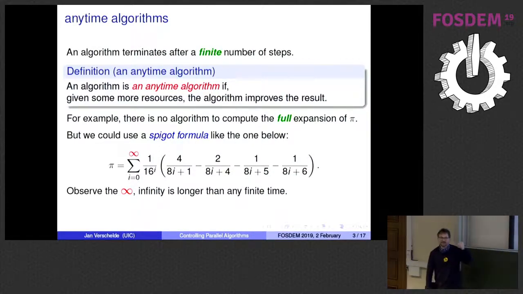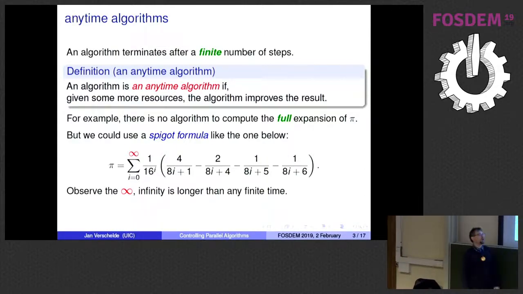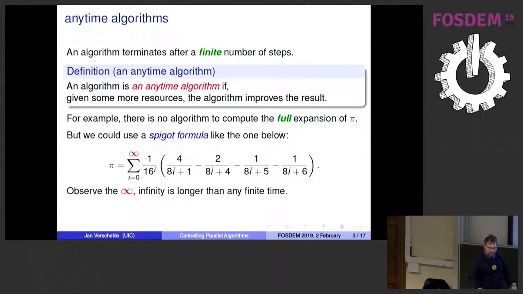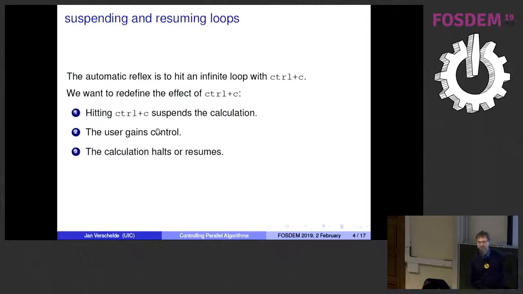Nevertheless, as you keep it running a little bit longer, it will give you a little bit more precision. Now, when do you stop? This is a toy example, and I will not refer to it later, but in a lot of applications where you approximate something, you don't really know what is a good result. So you want, as a user, to decide when to stop. And actually, this is all about controlling loops that go on forever.